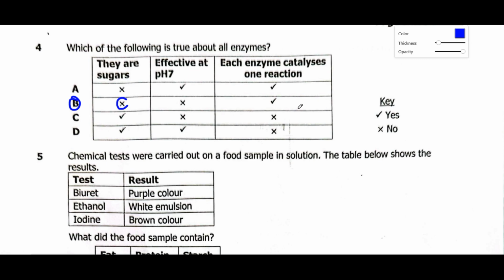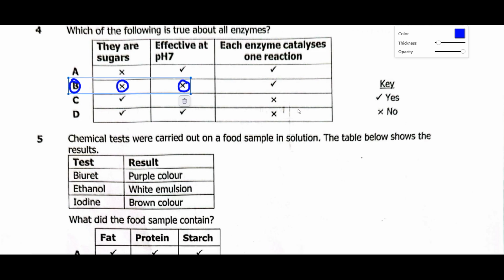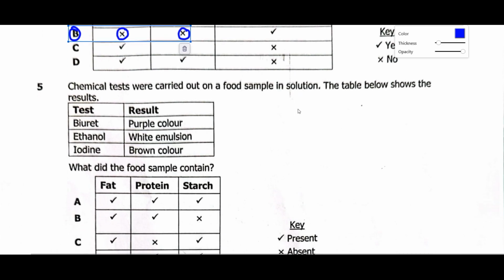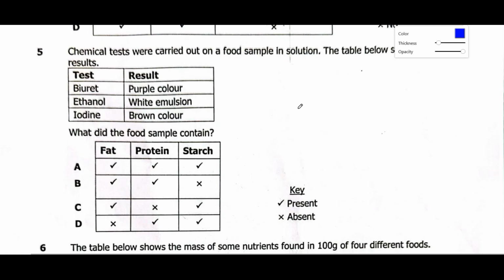Why? They are not sugars. They cannot only be effective at one pH. Then they catalyze one reaction. That's why we say they are specific. So that is true. We move on to question 5.